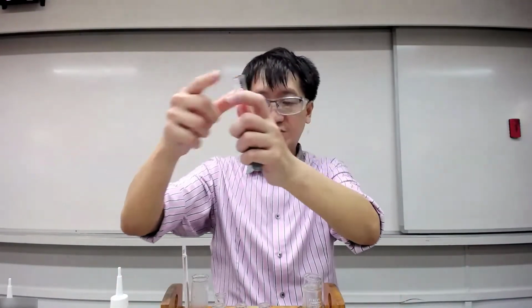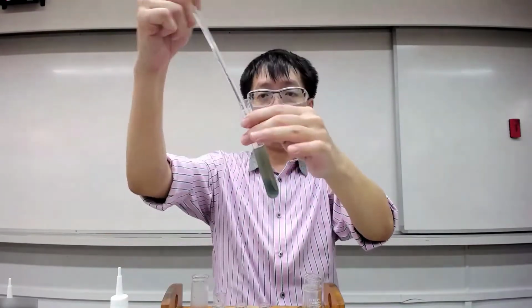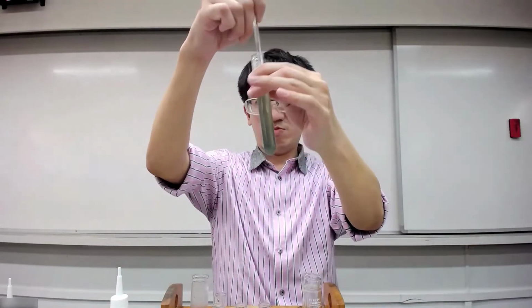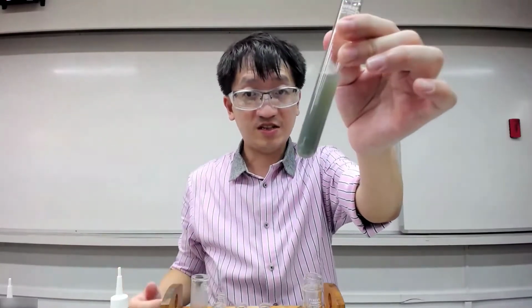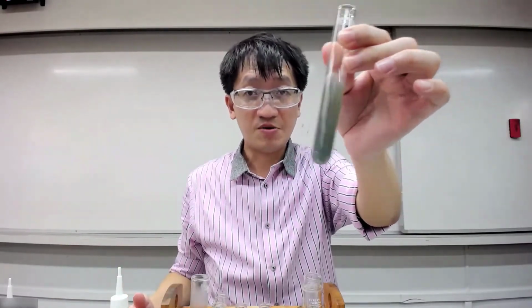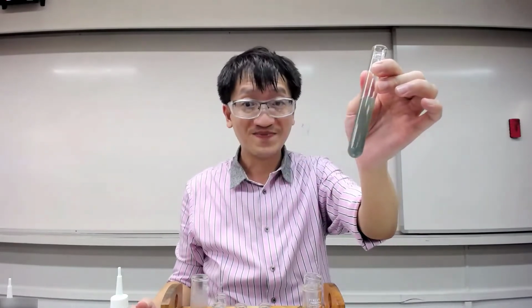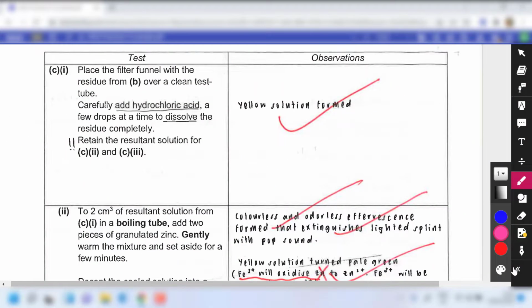Okay, so I'm just going to stir it a little bit. So this is what you observe. This is the dirty green precipitate for C part 2. All right. Okay, we are done with 1C and D, and now I'm going to review it over here.